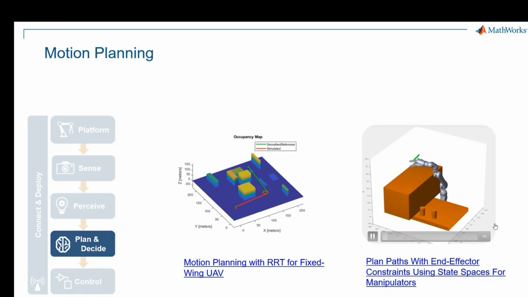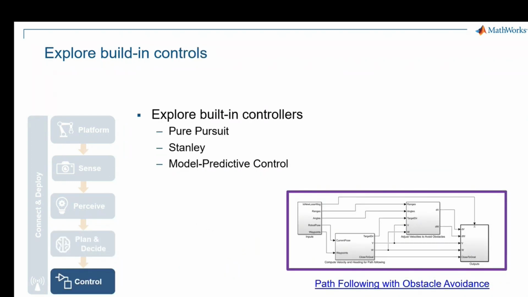Similarly, we have here an example of a path planning algorithm for robotic arms that need to move from a point A to a point B to grab an object. So this was just a small introduction and overview of planning algorithms. Now let's move to the control, which is one of the last stages of our workflow.